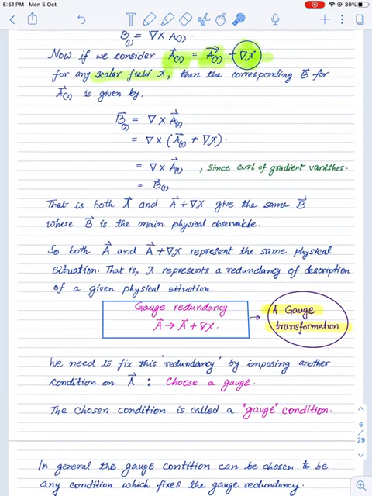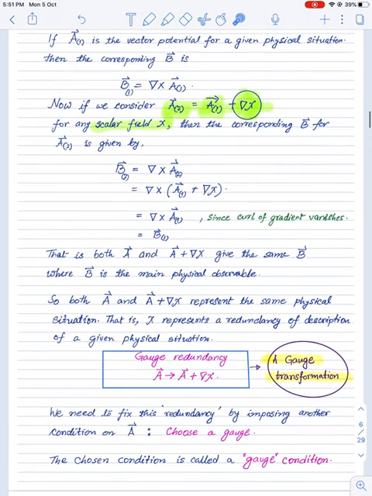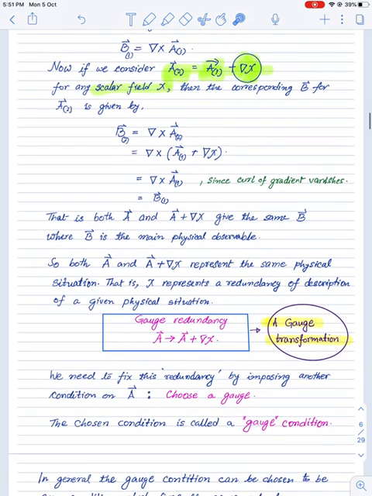So we understand that there is this redundancy, of course, because I have clearly exhibited that. Now we have to do something, or put a condition, so that we fix this redundancy. We need to do that, otherwise we cannot compare. If I say that I found in a region this vector potential to be of this form, can you cross-check this?